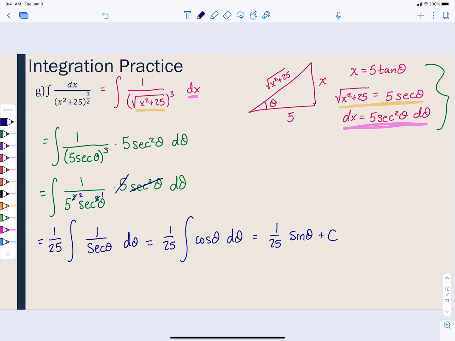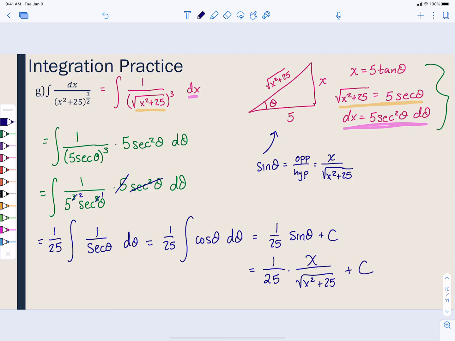And let's see, is there anything more that we need to do with this? Yeah, we got to get it back in terms of x. And so we need to know what sine of theta is. Well, we get that from our triangle. Sine of theta is our opposite side over our hypotenuse. So that's going to be x over the square root of x squared plus 25. So we're going to get 1 over 25 times x over the square root of x squared plus 25 plus c.